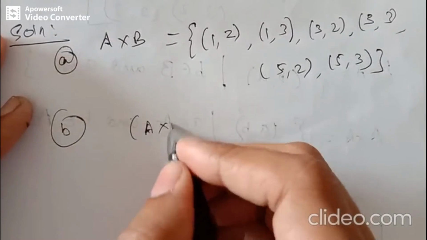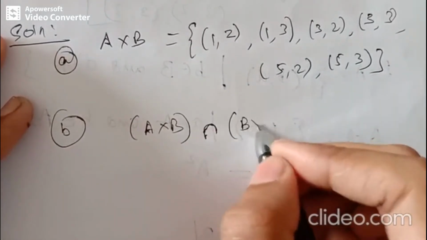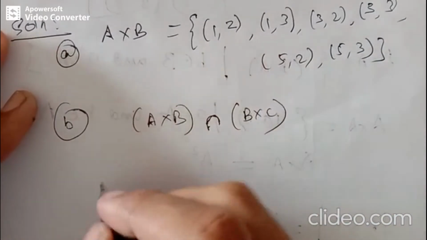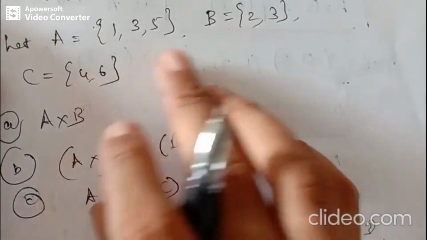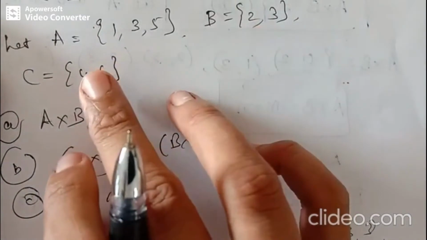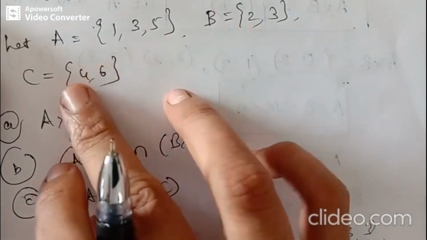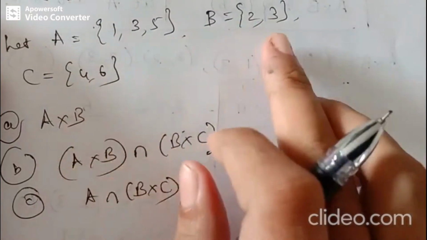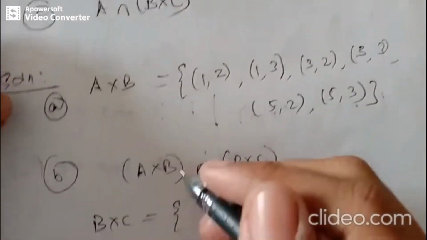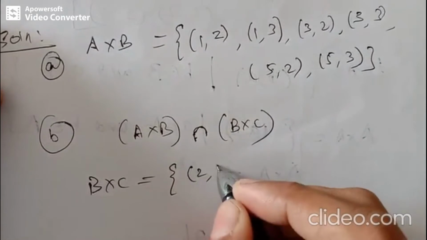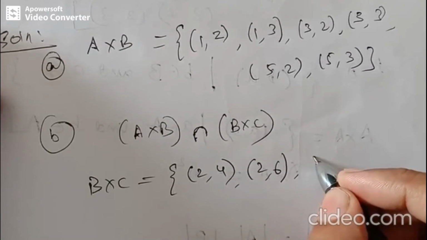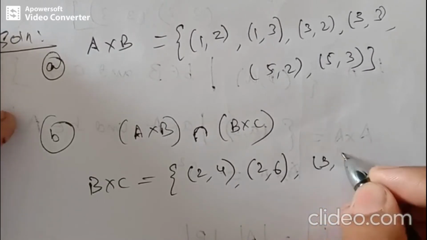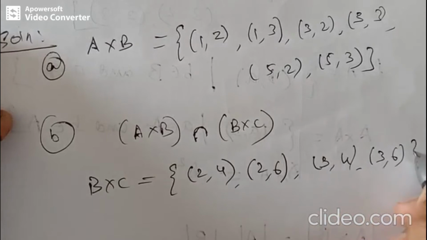In the next question we have to compute A cross B intersection B cross C. We have already computed A cross B, so we will see what B cross C is. In the cross product of B and C, the first element should be from the first set and the second element from the second set: (2,4), (2,6), (3,4) and (3,6). That is B cross C. So just 4 pairs.